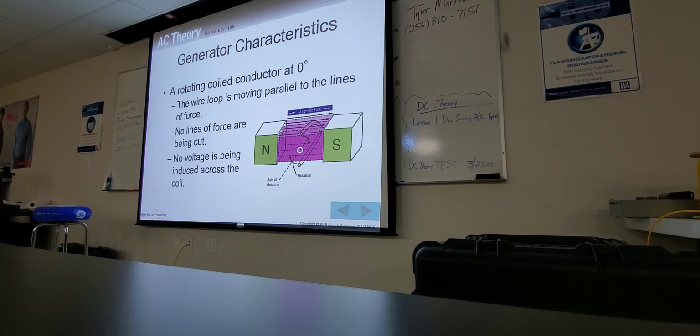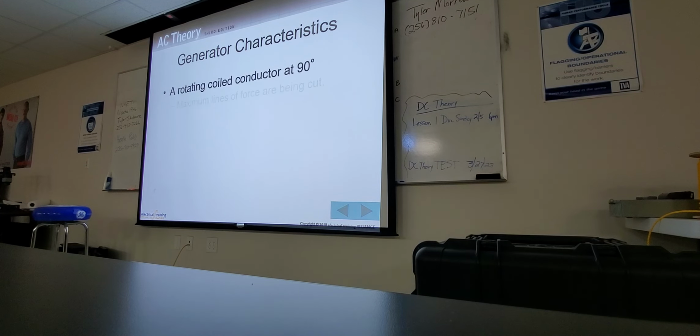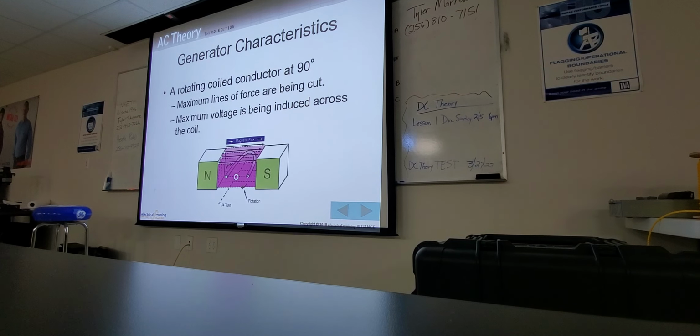Alright, so here we've got a wire loop in the magnetic field. If that conductor is sitting at 0 degrees, the wire loop is moving parallel to the lines of force. No lines of force or flux are being cut, therefore no voltage is being induced across the coil. When that conductor is at 90 degrees, maximum lines of force are being cut and maximum voltage is being induced.